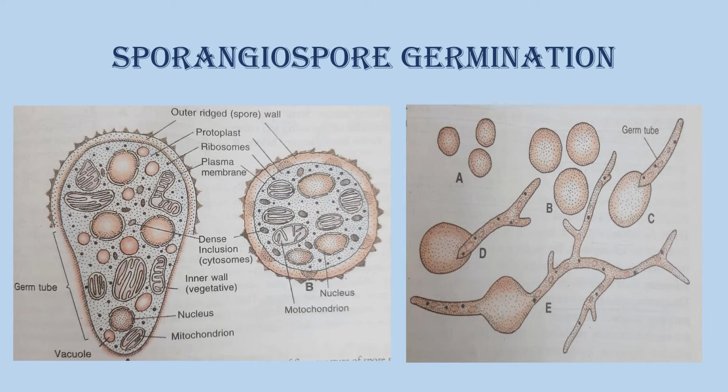These sporangiospores are found to perennate, and only on return of favorable conditions do they germinate. But when they germinate, they absorb water, and as a result of absorption of water, they swell. So the outer spore wall forms a small ridge, and it bursts in that region.